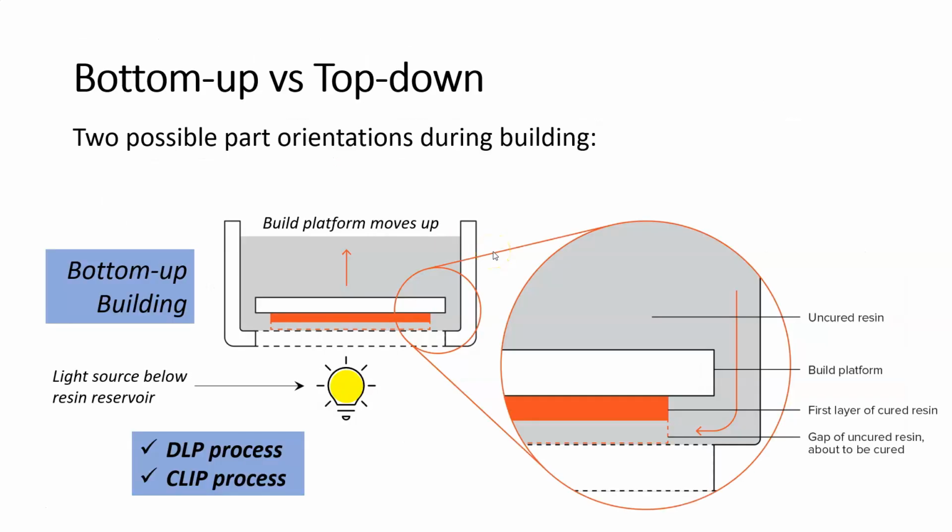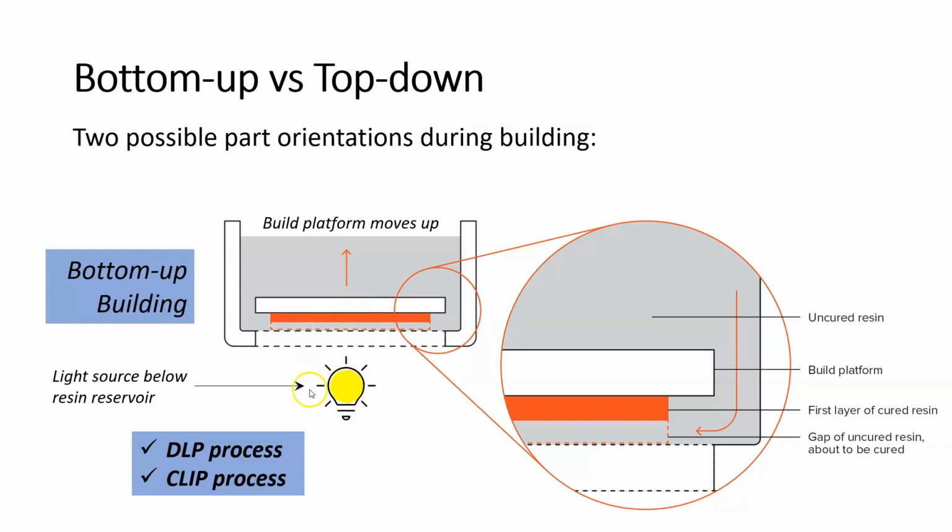All right. So moving back to vat photopolymerization, there's two possible part orientations that we can have during a vat photopolymerization building process. Okay. The first one we're going to look at is the bottom up building. Okay. In this build process, the platform is going to start at the bottom of the vat or reservoir of the photopolymer liquid, and the platform is going to move up as the layers are being solidified one by one.